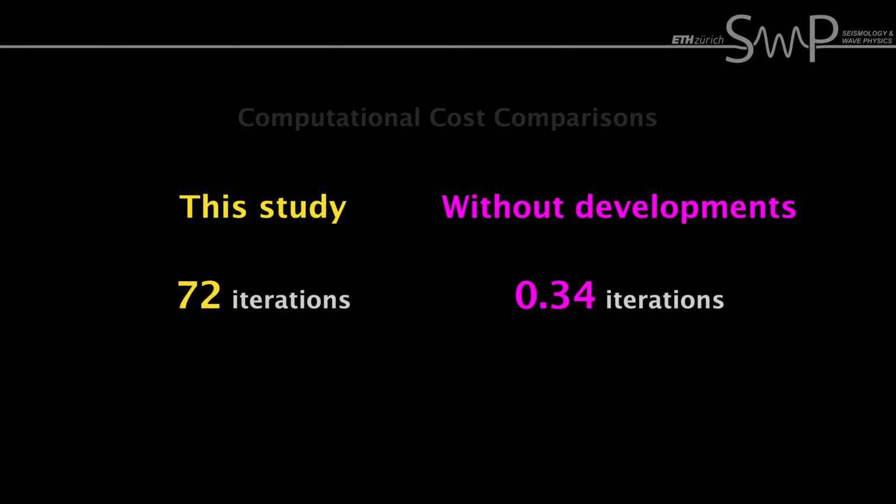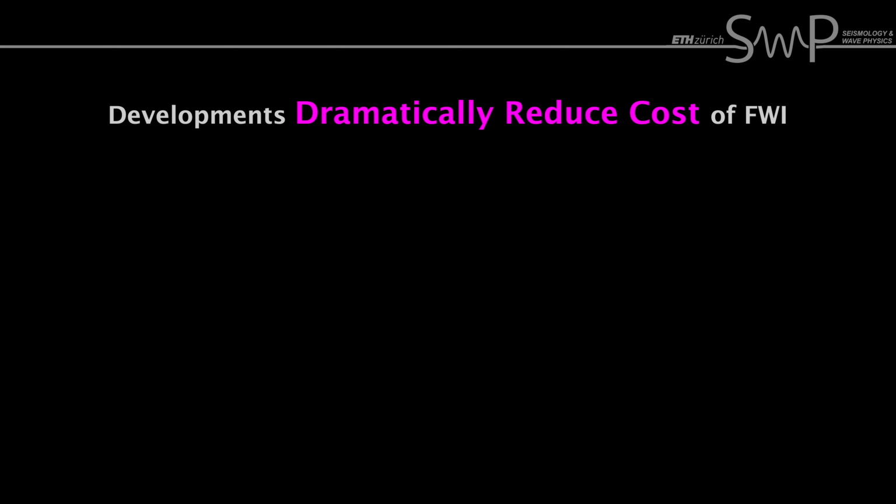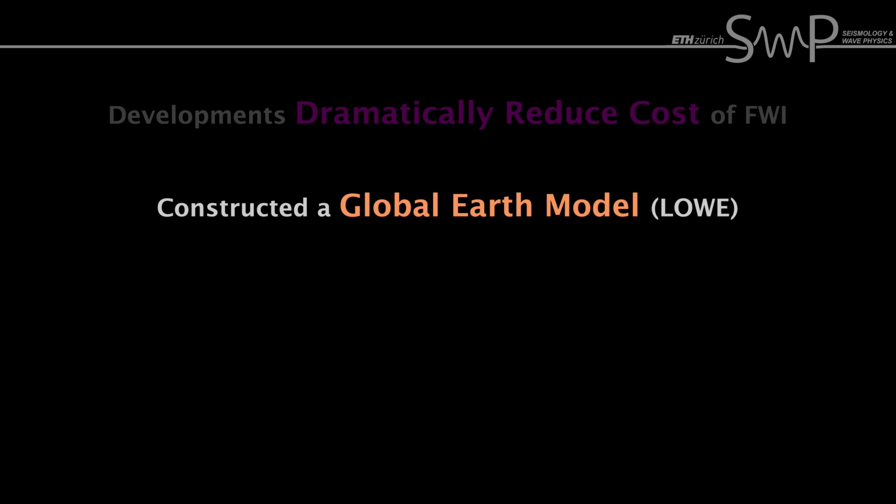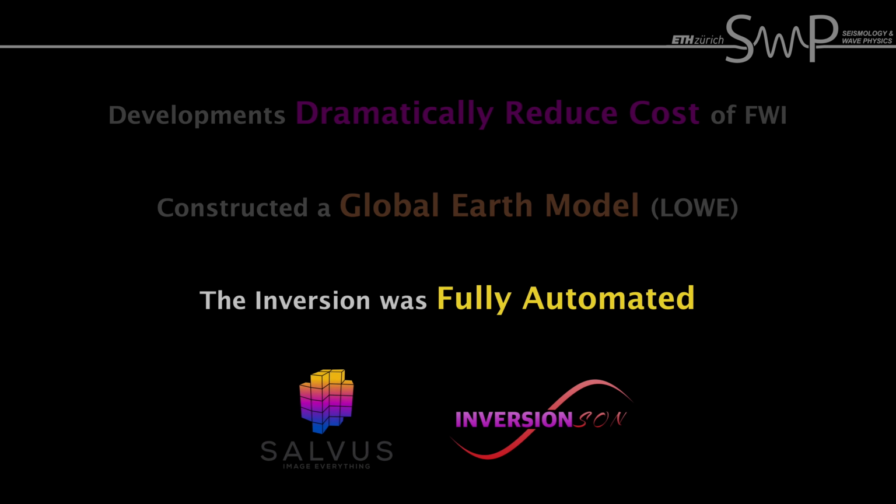So to conclude, we dramatically reduced the required cost of large-scale full waveform inversion, and in the process, we created a global velocity model. The model is called LOVE, which stands for Long Wavelength Earth Model, and it's available for download at the IRIS EMC repository. The inversion was fully automated from start to finish using Salvus and Inversionson.